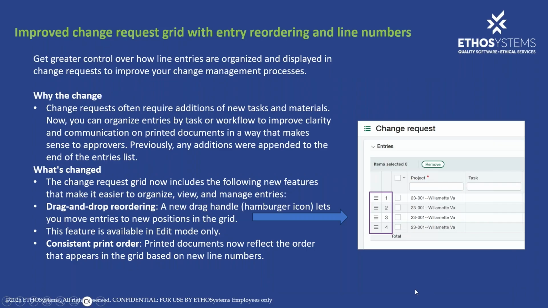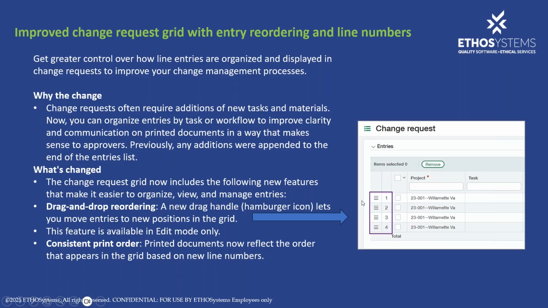Okay. Improved change request grid with entry reordering and line numbers. Now you have greater control of how line entries are organized and displayed in change requests to improve your change request or change management process. As you'll notice here, we've got these little three lines, and it's always been kind of a developer's inside joke to call it the hamburger icon, because it's got the three lines. It has a bun, a meat, and a bun.